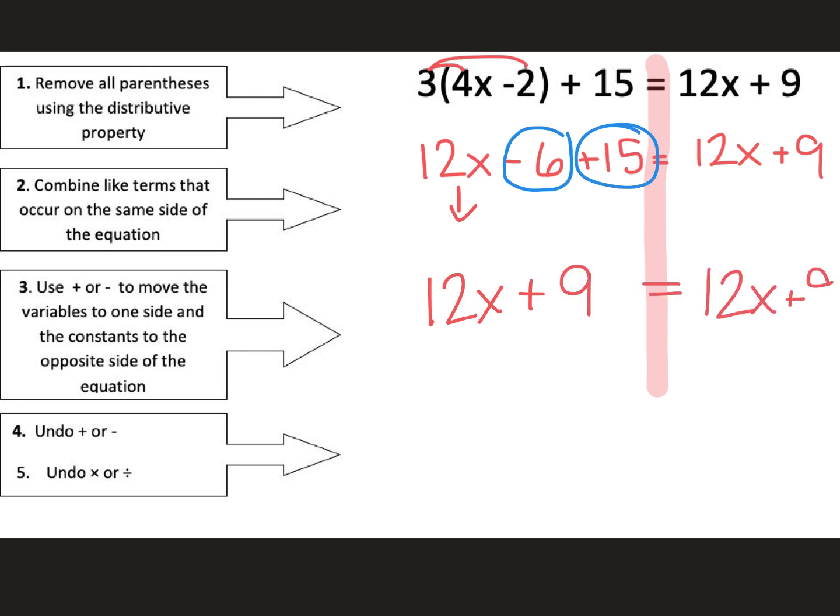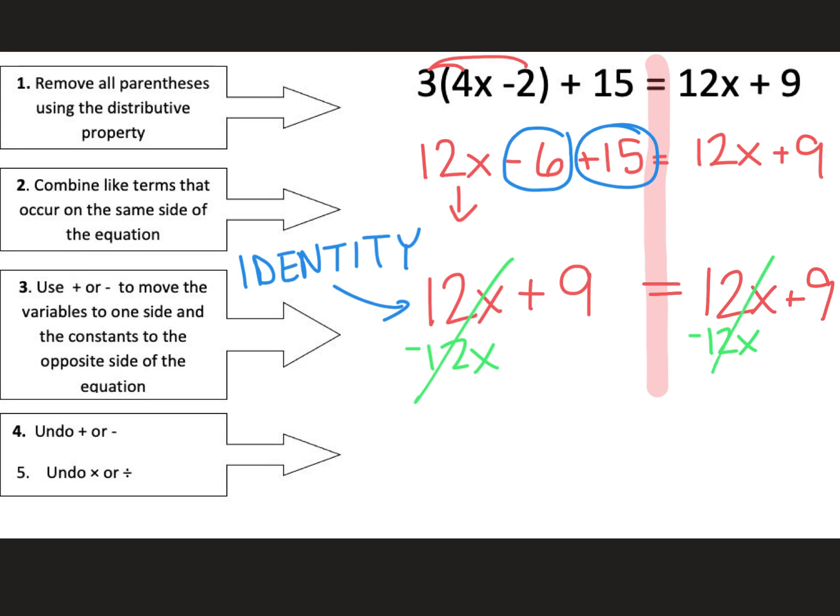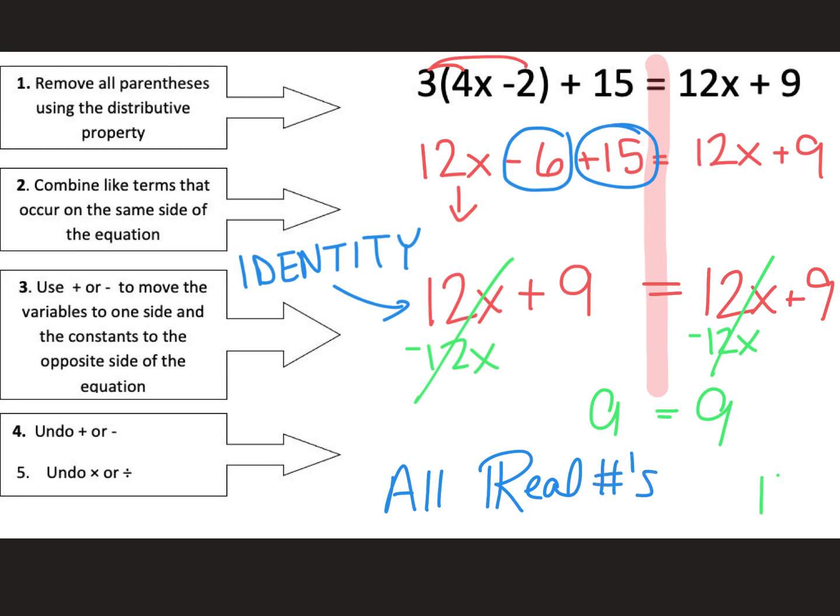is equal to 12x plus 9. So this right here, you should spot this as an identity because the left side is identical to the right side. But you should continue. You want to get your variables on one side. So I'm going to subtract 12x. But when that happens, 12x minus 12x is 0, and I get just 9 equals 9. So this is a true statement, and my answer is all real numbers. Every possible number will make this true.